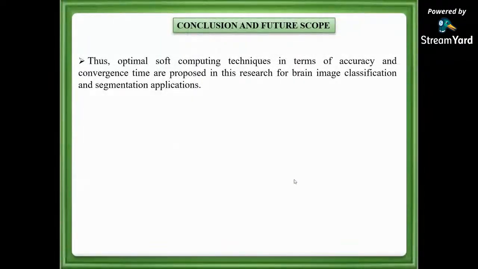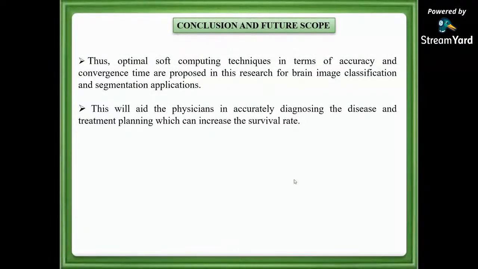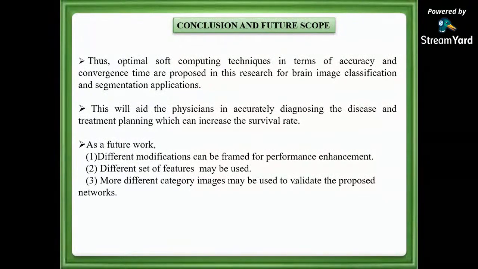So this is the last one, conclusion and future scope. You must be knowing optimal methods for classification and segmentation. We can make use of ANN. And the future work is what I want to give to you. Different modifications can be framed for performance enhancements, right? You can have different modifications and different sets of features you can use. You can think out of the box in a different way about how we can enhance the performance of the system, and more different category images may be used. So that's what I want to say.